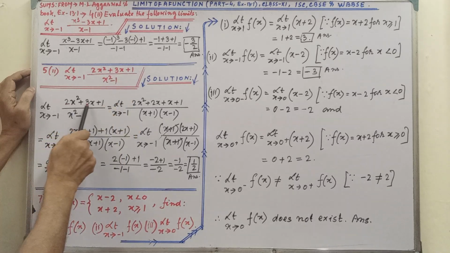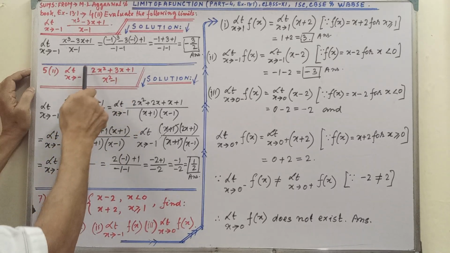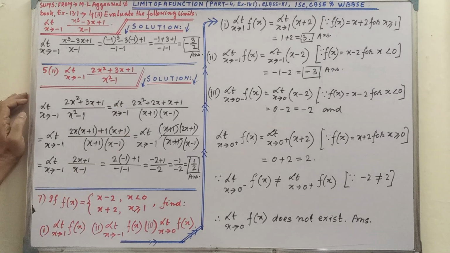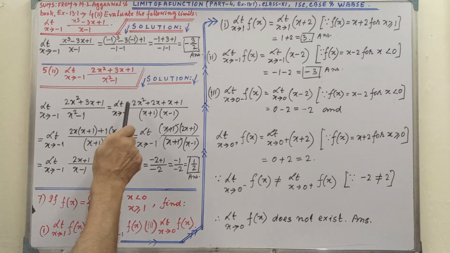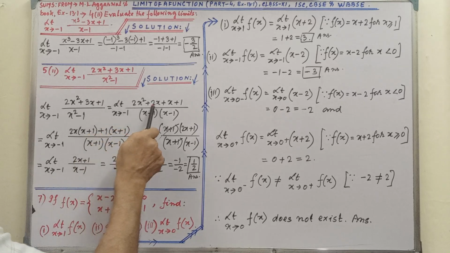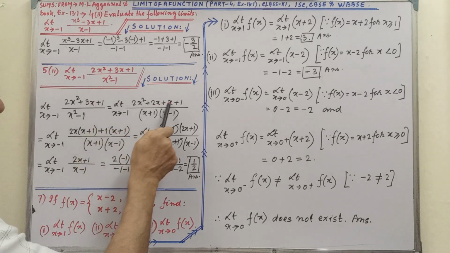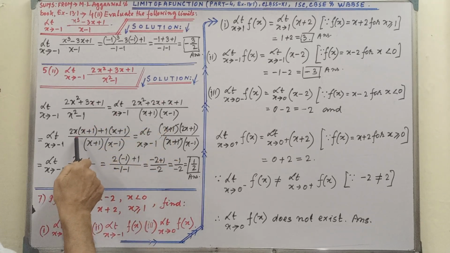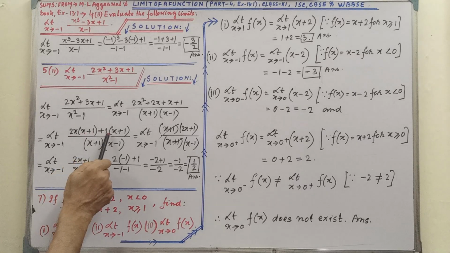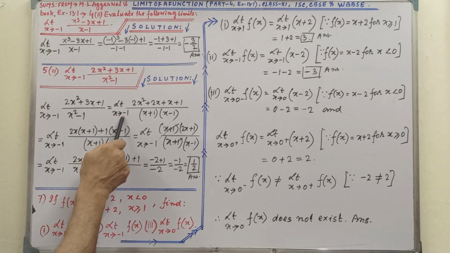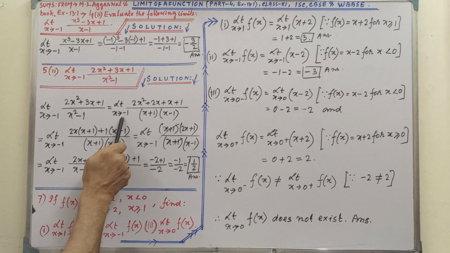So 2x square plus 3x plus 1, this type of factorization you have learned at class 9. Middle term factorization, this middle term we are breaking by 2 terms, that is 2x plus x. Then by taking common 2x we are getting x plus 1 plus 1. Here we have to write limit because we are not putting the value of limit. When we will put the value of limit, then only we will not write limit.